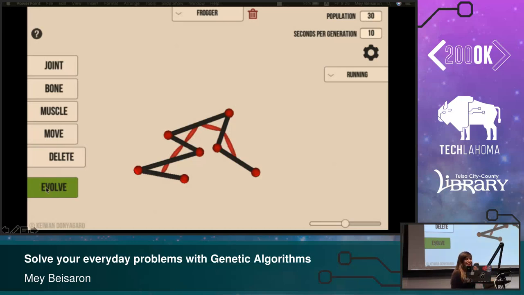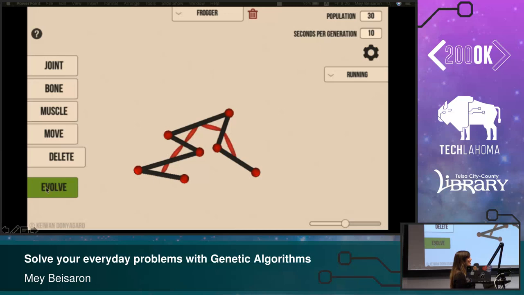So yeah, this is a genetic algorithm game written by Kiwan Donnegard, and it's out there online. The link will be in the presentation later if you can't wait to play with this game. I'll tell you, it's going to take all of your time. Be careful. So this is a frog. I hope you can all see that.